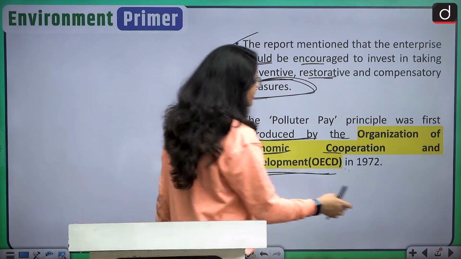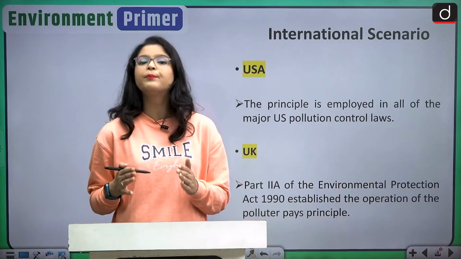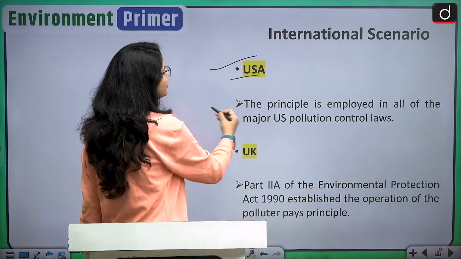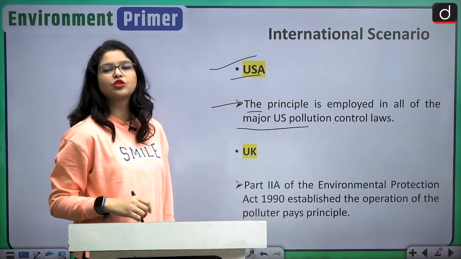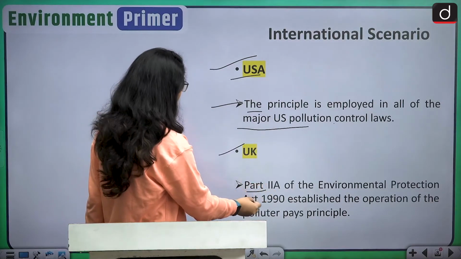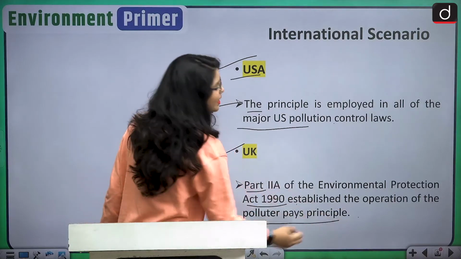Now let us discuss the international scenario, or the countries which follow the Polluter Pays Principle. The first country is the USA. The principle is employed in all of the major US pollution control laws. Then in the UK also, Part 2A of the Environmental Protection Act 1990 established the operation of the Polluter Pays Principle.